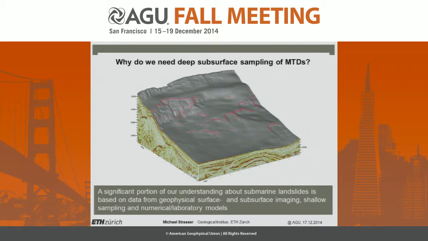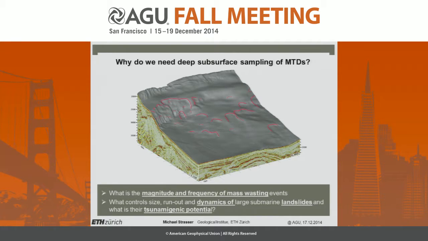But what we really need in order to advance is to know how often landslides occur. So we need to somehow get a frequency, so we need samples to date events, and in particular we need samples from the relevant intervals within landslides to deduce the dynamics, so we can consider what the tsunamigenic potential of a landslide is. And that ties into this session today.